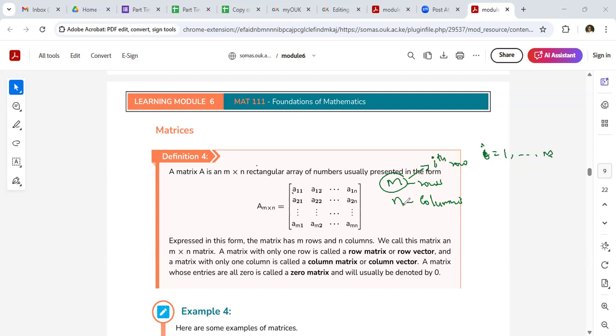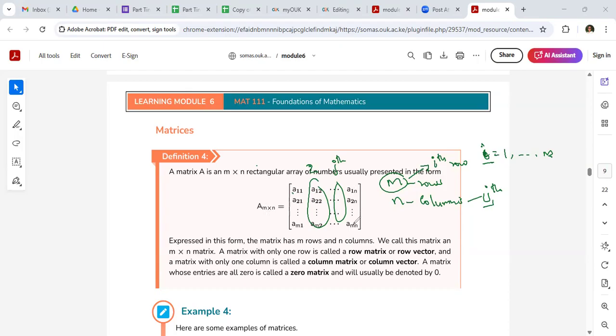The same case applies to columns. In total, we have n columns, but you can pick the jth column. Say, for example, column 2, and somewhere here we'll have the jth column. So the I and the j represent in general the positions. It is actually the index for the rows and columns in the matrix.